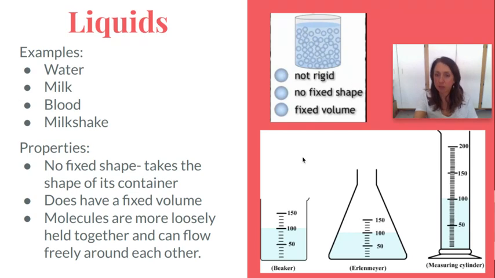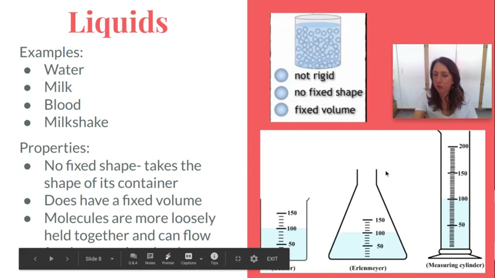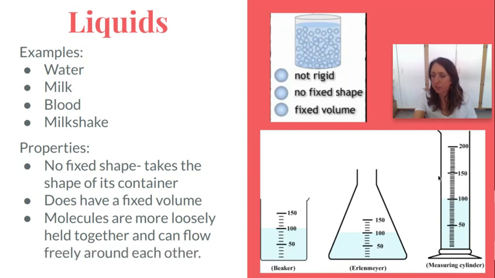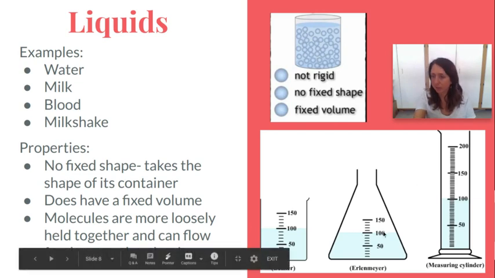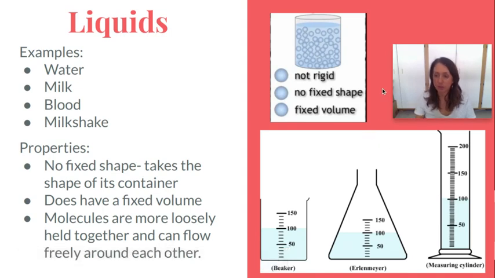So if you look down here at these 3 different containers, I have a beaker, an Erlenmeyer flask, and a measuring cylinder. And as you can see, the amount of liquid in each of them is 100 milliliters, but it might look different in different shaped containers.